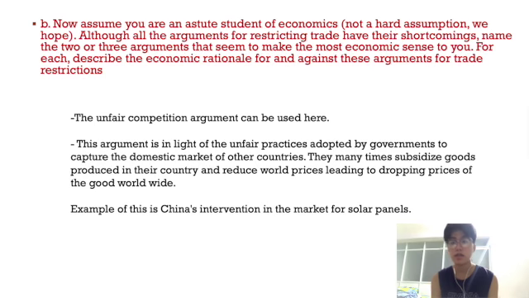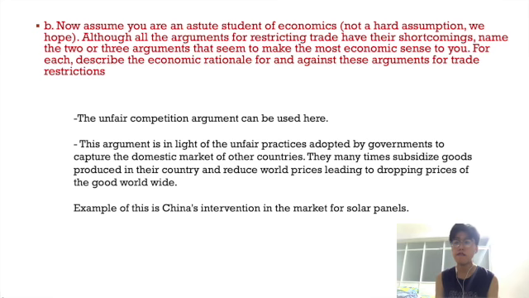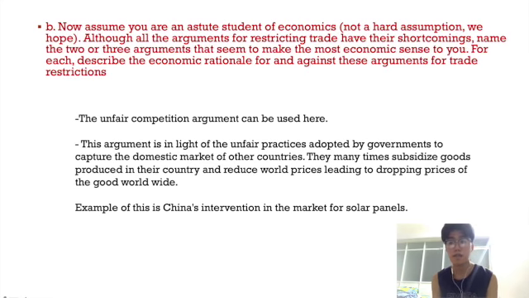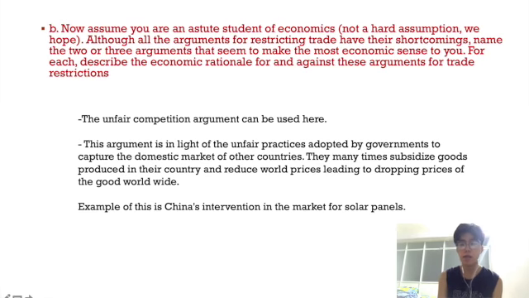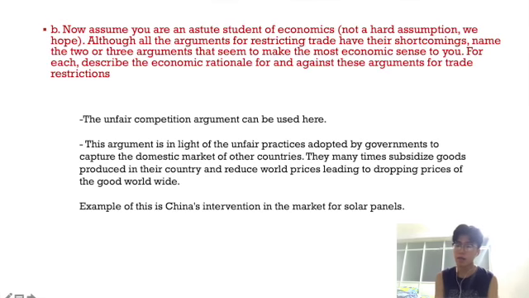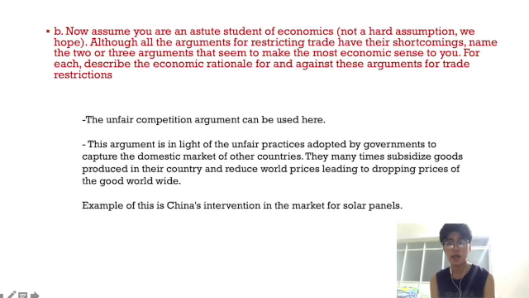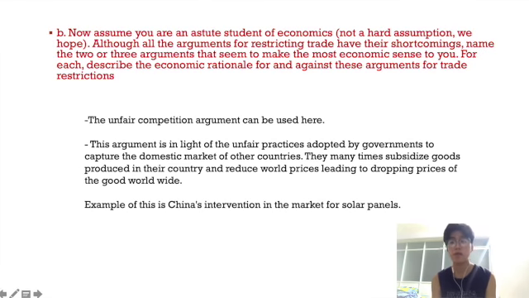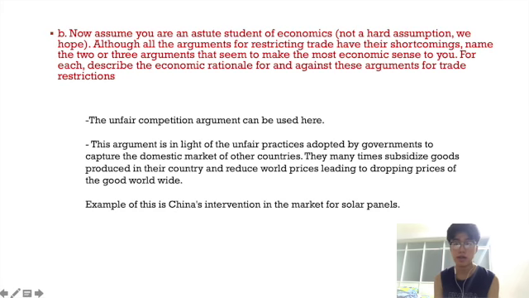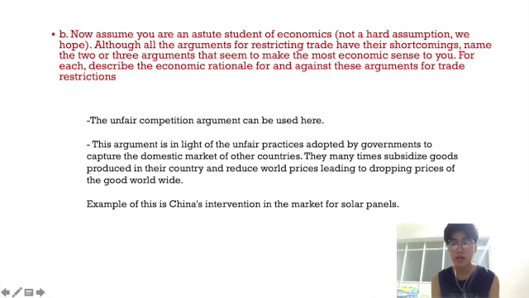The unfair competition argument can be used here. This argument is in light of the unfair practices adopted by governments to capture the domestic market of other countries. They may many times subsidize goods produced in their country and reduce the world price, leading to dropping prices of the good worldwide. An example of this is China's intervention in the market for solar panels.